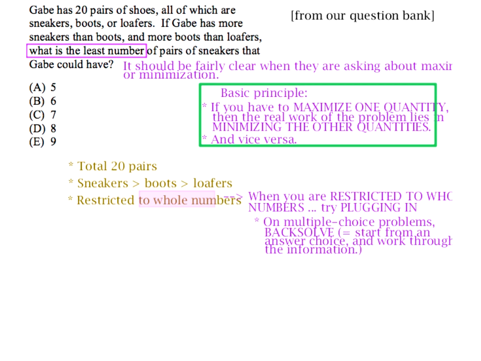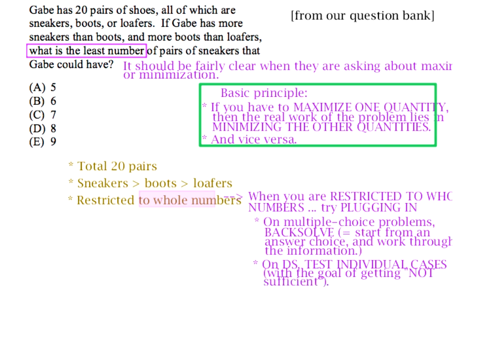If you get a problem that is data sufficiency, which we'll see a couple of examples of as we go, then what you want to try to do is, on data sufficiency, test cases, like list cases and test them, with the goal of trying for insufficient, with the goal of getting not sufficient. If that doesn't make sense, we'll talk about that in a little bit here when we see a data sufficiency problem. But okay, so let's try back solving.